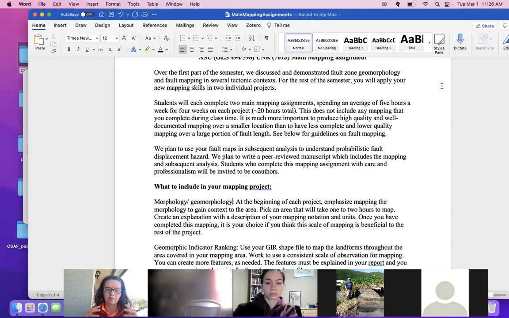An important part is that we plan to use your maps in subsequent analysis and very likely publication. Students who complete this assignment with care and professionalism will be invited to be co-authors. We're preparing a publication based on the last class, and all the students completed the assignment with this care and professionalism. So hopefully you find this inclusion in the research production exciting.